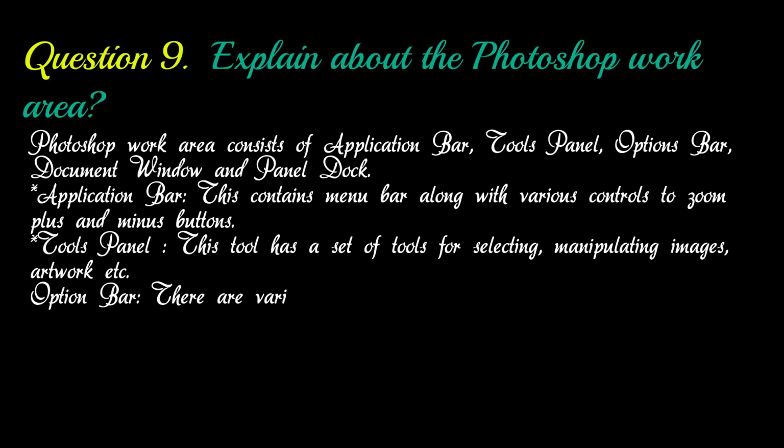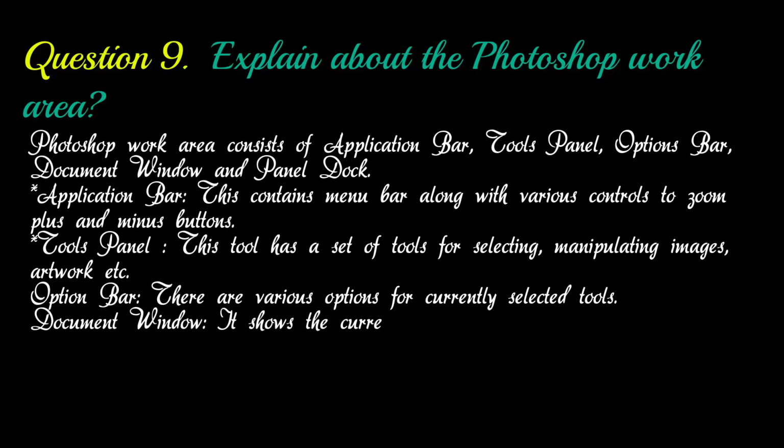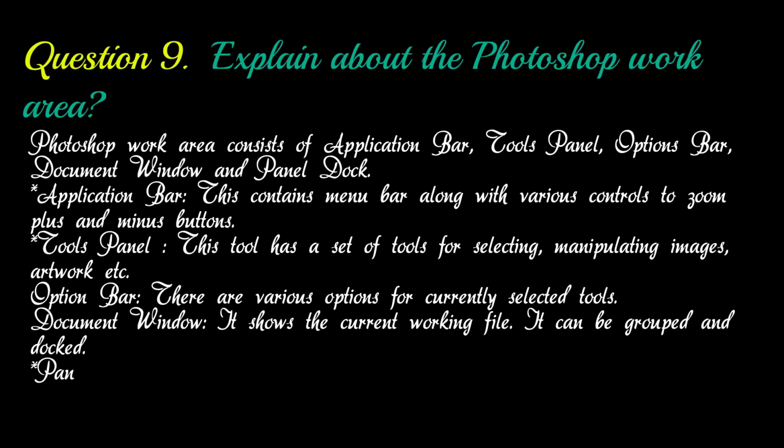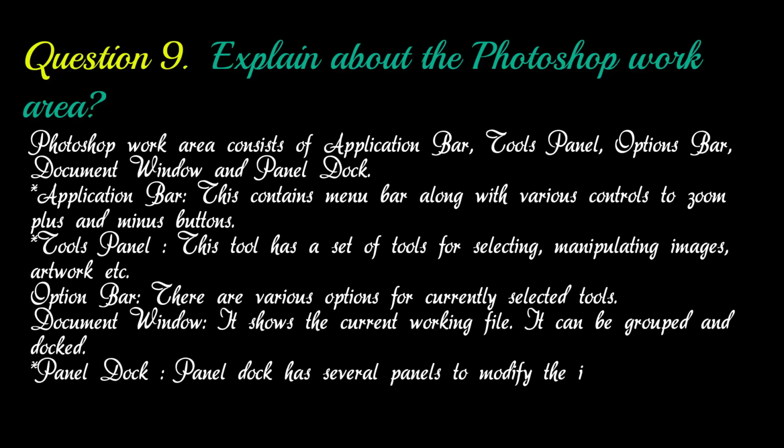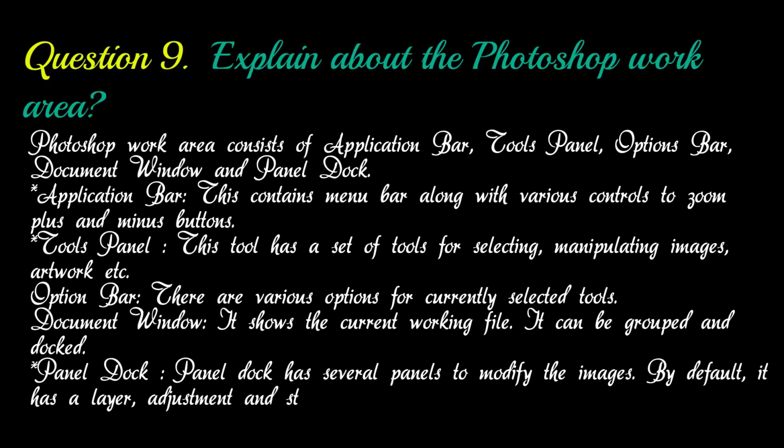Options bar: there are various options for the currently selected tool. Document window: it shows the current working file. It can be grouped and docked. Panel dock: it has several panels to modify the images. By default, it has layers, adjustments, and styles panels.